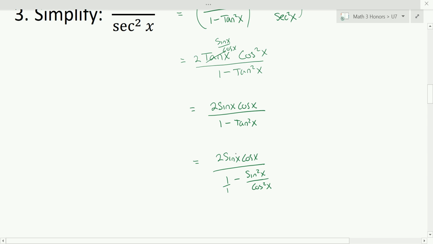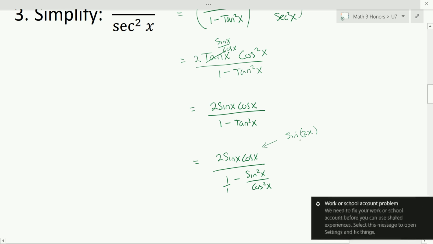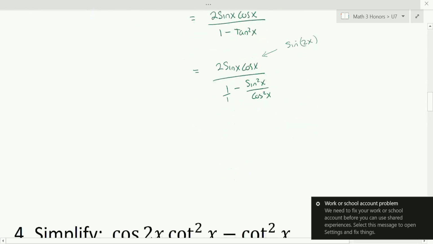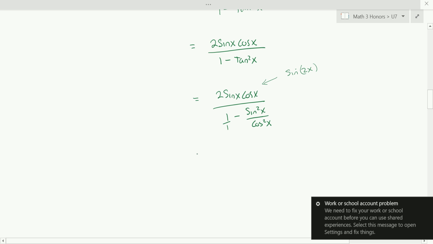It does change this. Okay, so we can keep that in the back of our mind. This right here is the sine of 2x if we need it. It does change the angle, but we'll come back to that if that is helpful. Okay, but let's keep pursuing this. Make it one fraction. So that 1's going to change to what? Cosine squared over cosine squared.